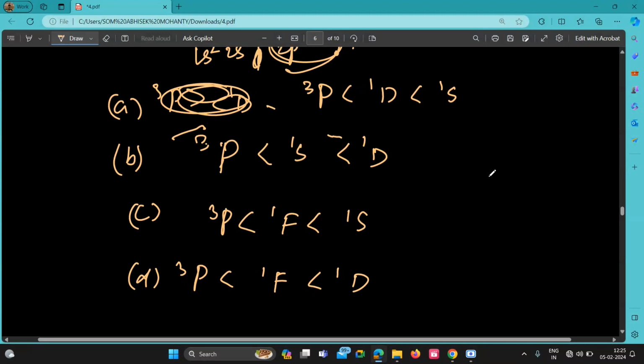If you see D and S, there is 1 and 1. So if both have the same multiplicity, 1 and 1, the one with the highest L value will have the lowest energy. So which is the highest L value? D. D has an L value of 2. So D should be lower than S. So this should be the option. This cannot be the option here because S is lower than D, so D is the highest one. So D should be the option. Is that all right?